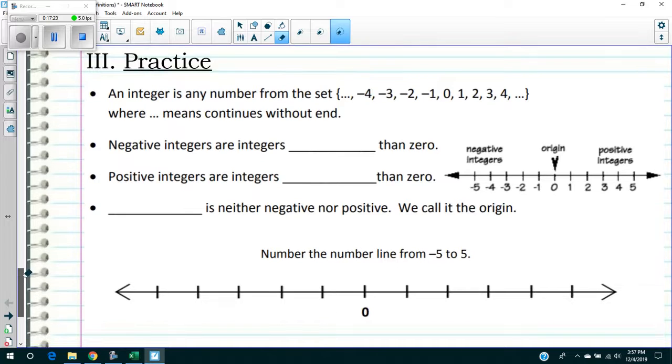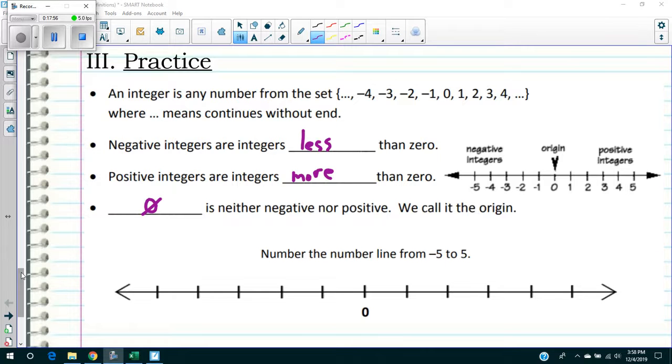Moving on. Let's practice based on what we learned. Let's see if we can finish this in 3 minutes. Let's make this happen. You can just read that. Negative numbers are integers what from 0? Yep, less than 0. Positive integers are integers what than 0? Greater than or more than 0. What's neither positive nor negative? We call it the origin. Yep.